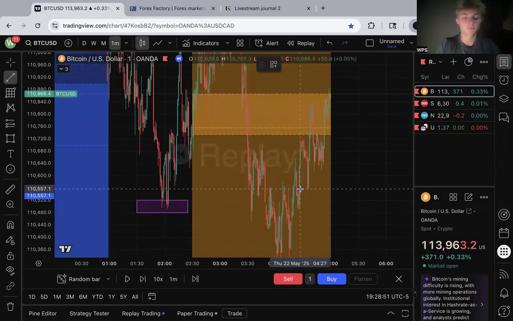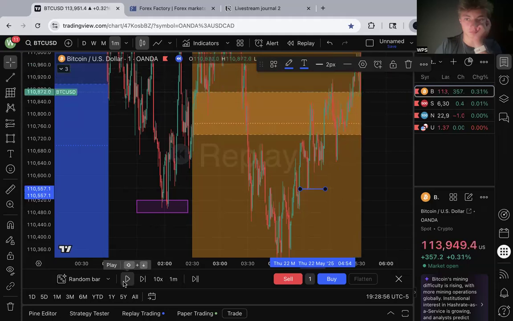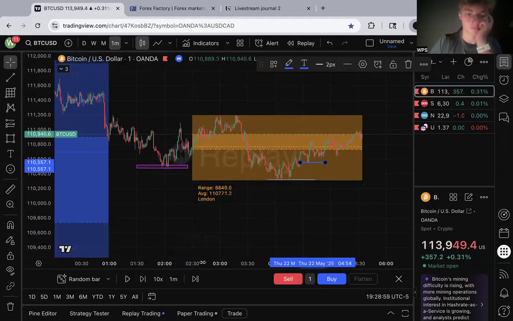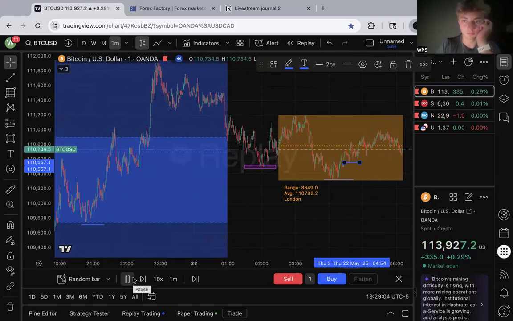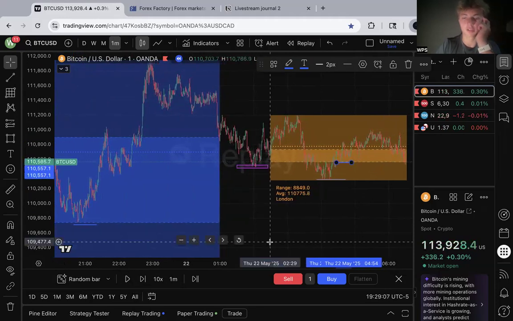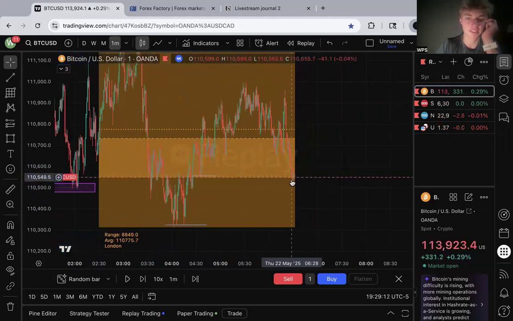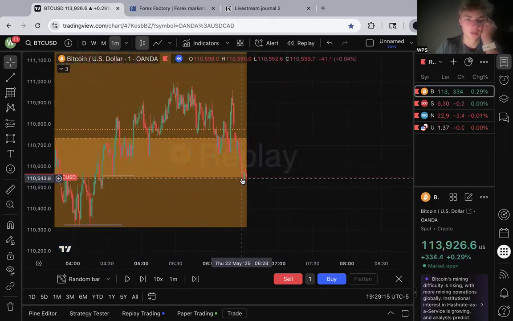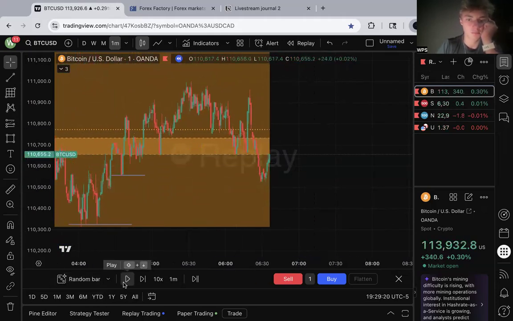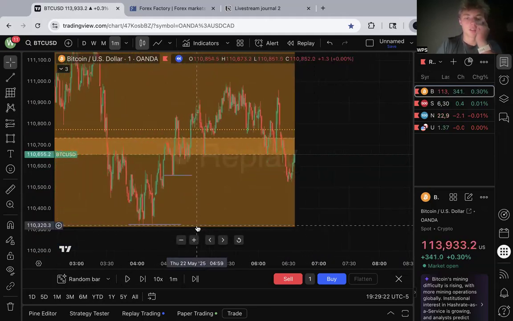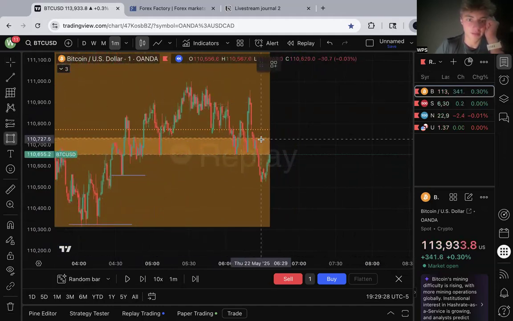Liquidity lying below here. Okay, looks like liquidity gets taken out. And I think that's just a break of structure, which comes right there. I'm gonna wait for a third confluence, and I'm thinking order block.